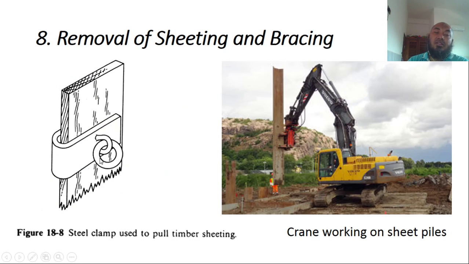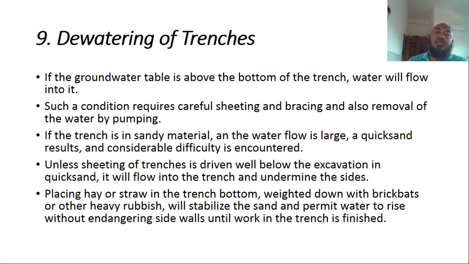This is like a steel clamp used to pull timber sheeting, and we can use a crane like this to pull it in or pull it out of the sheet pile. Dewatering of the trench. If the groundwater table is above the bottom of the trench, water will flow into it. Such a condition requires careful sheeting and bracing, and also removal of the water by pumping.